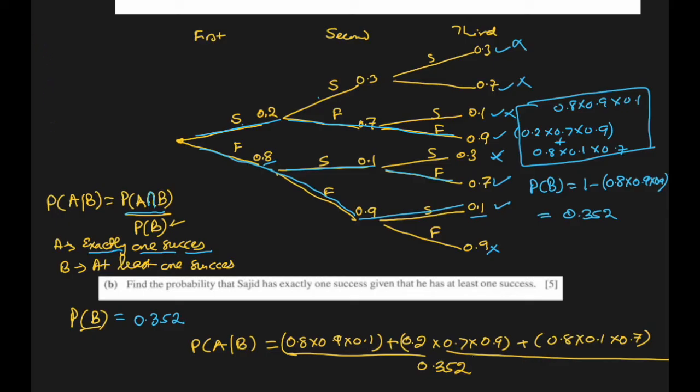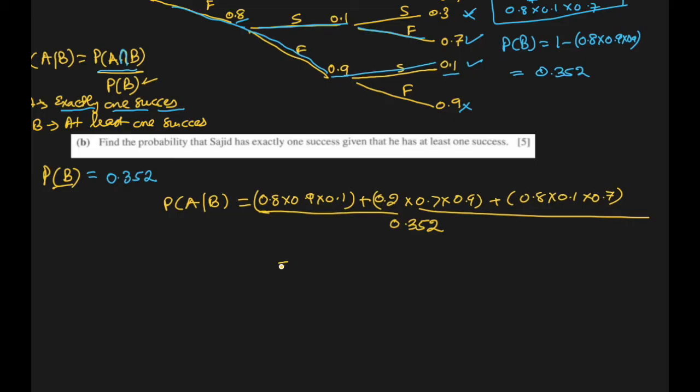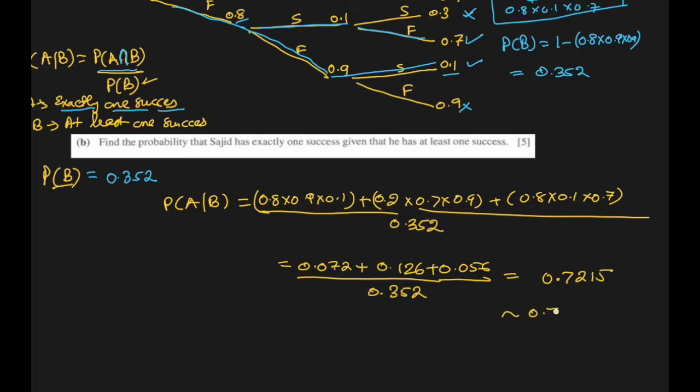And now just put this in the calculator and we get the answer. It comes out to be 0.072 plus 0.126 plus 0.056 over 0.352, and finally 0.7215, which is about 0.722. Let's see the next question.